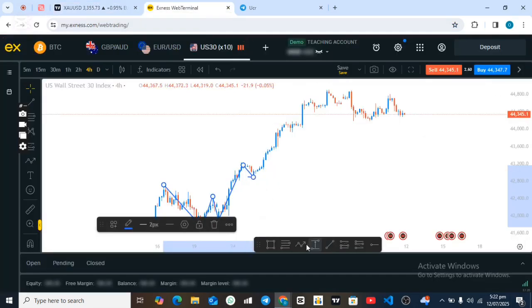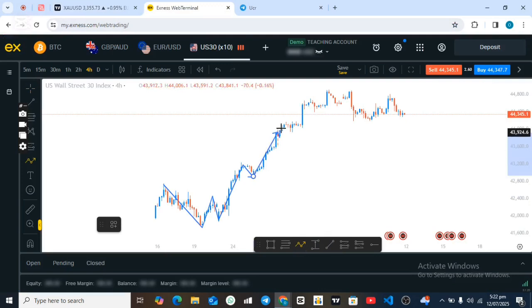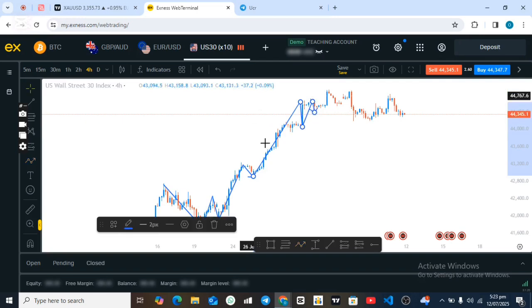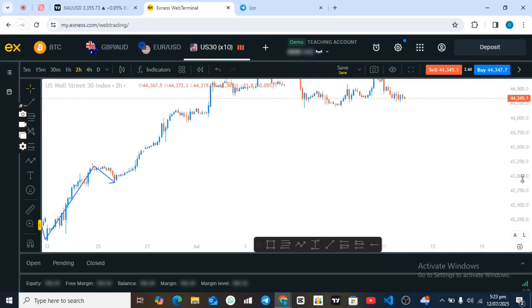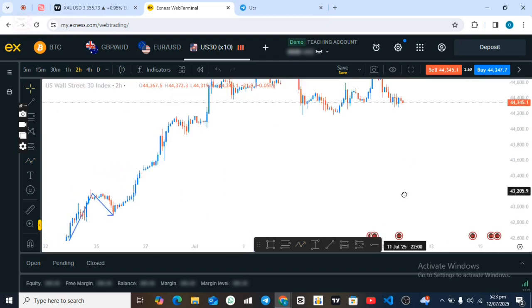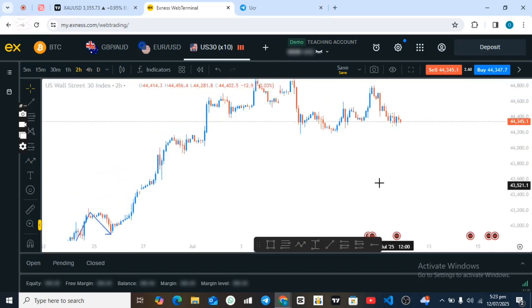The next thing, price kept buying. And from here we can see we had a little retracement. The next thing again, we had another retracement. So this is now where the current price of the market is. Even if I use the 2-hour time frame, let me use the 2-hour time frame so it will get clear. So this is where the current price of the market is.